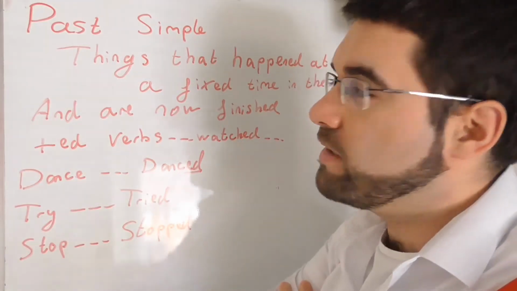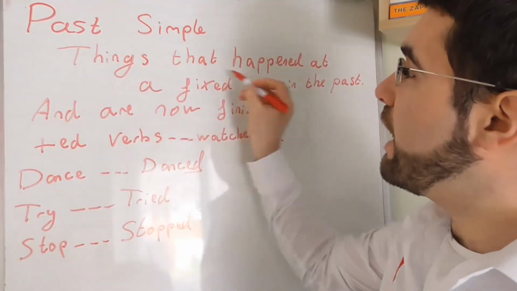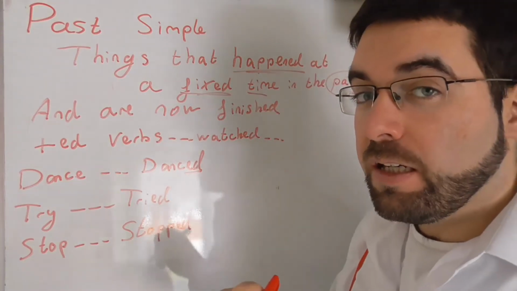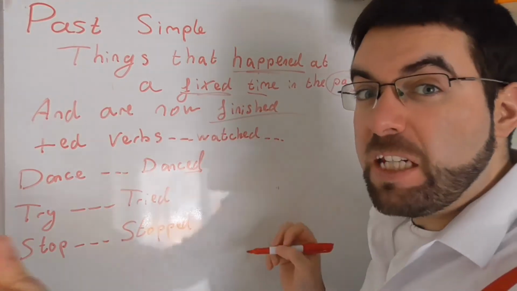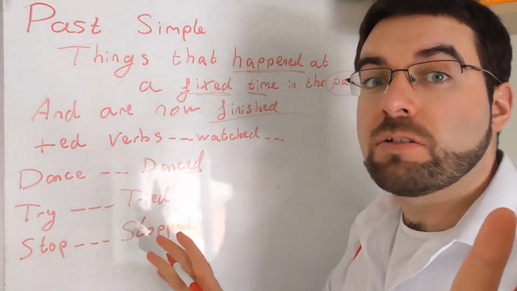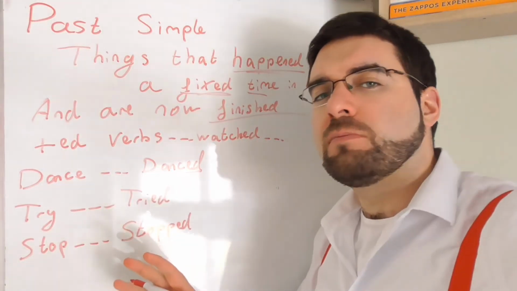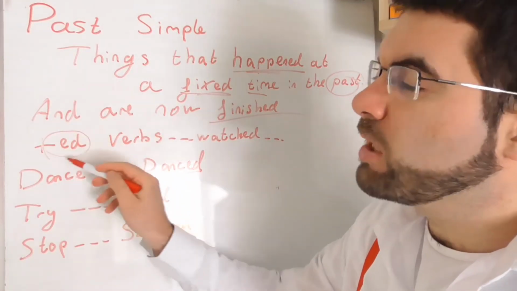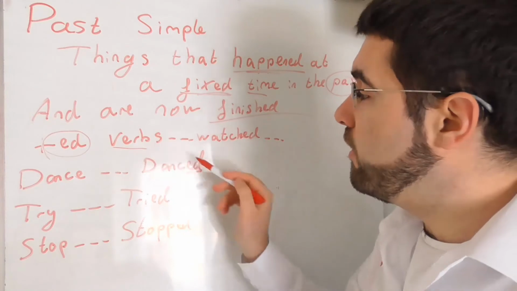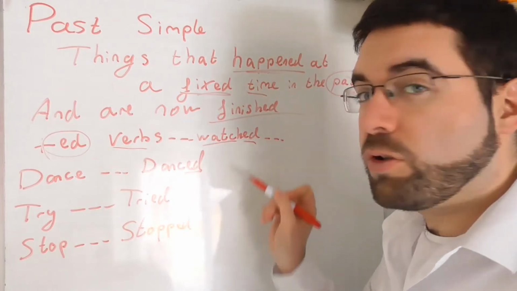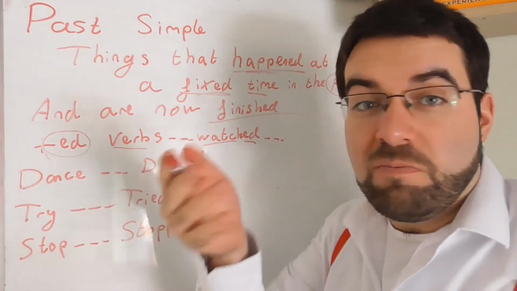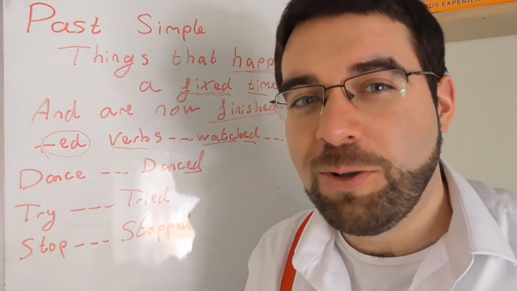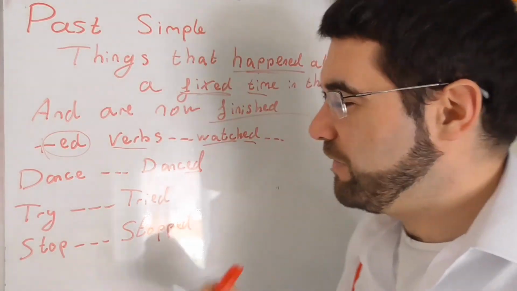The past simple tense. So remember, it's things that happened at a fixed time in the past and are now finished, over, ended, no more, cease to exist, and so on and so forth. Most of the time anyway, we add ed to the verb. So watch turns into watched. You watched the video just now. Very good. Who's a good viewer?